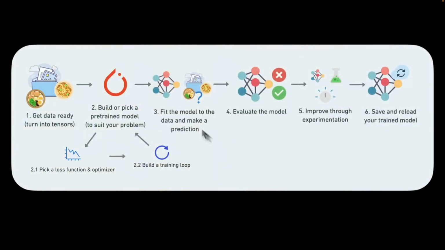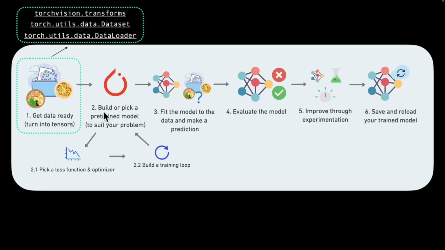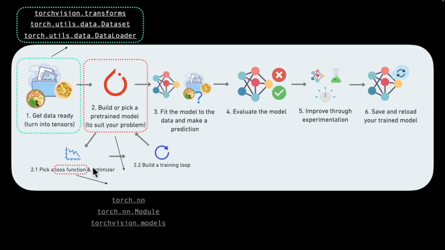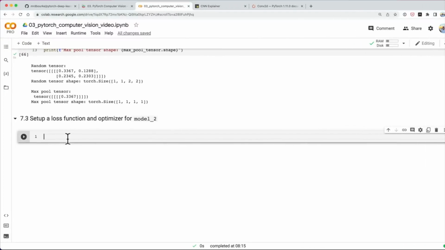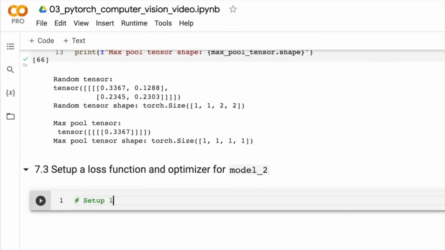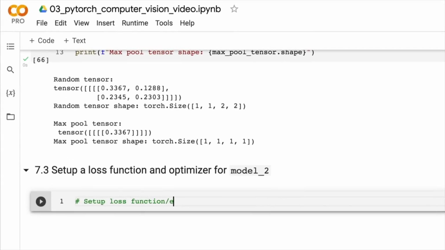And if we look at where we are in the PyTorch workflow, we've got our data ready. We've built our next model. Now here's where we're up to: picking a loss function and an optimizer. So let's do that, hey? Loss function, or we can do evaluation metrics as well. So set up loss function / eval metrics / optimizer.